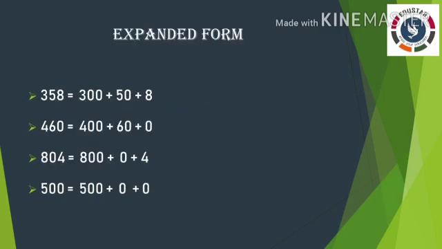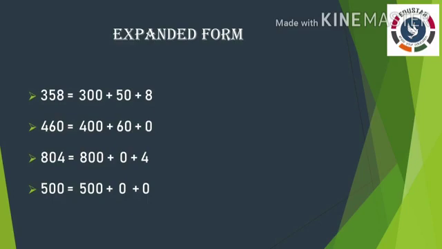Shall we go to our next example? Okay, fine. Shall we go to our next content? What is our next content, student? Our next content is expanded form and short form. First, we will see expanded form. Then we will move on to short form. Okay?